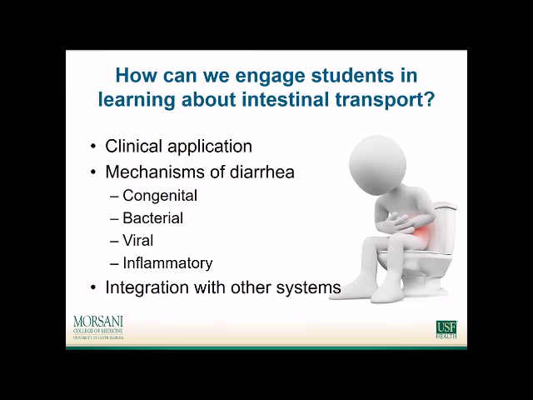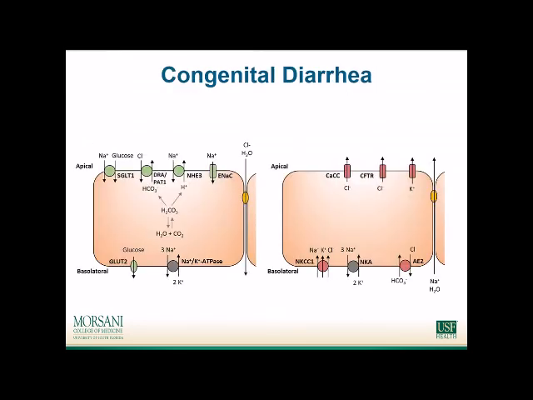And then really the last thing I'll do is give you an example of how we try to take that further and integrate it within the whole body, to get them really thinking and integrating not only their GI physiology, but also things like the cardiovascular system. And so we can talk about different diarrheas. Once they know how these transporters work and where they're located, then it's easy to explain to them, okay, well, what happens when things go wrong? When you have a congenital diarrhea, what does that actually mean?